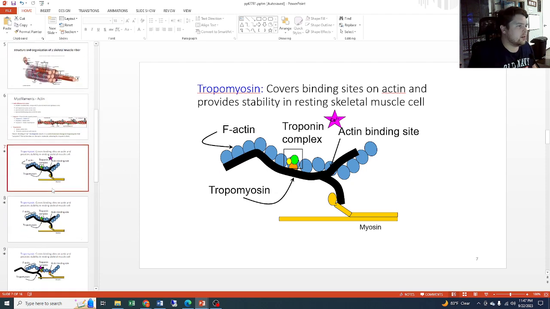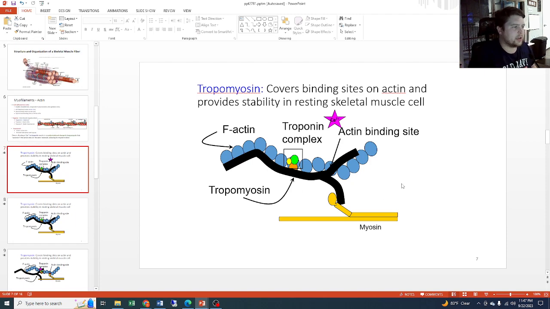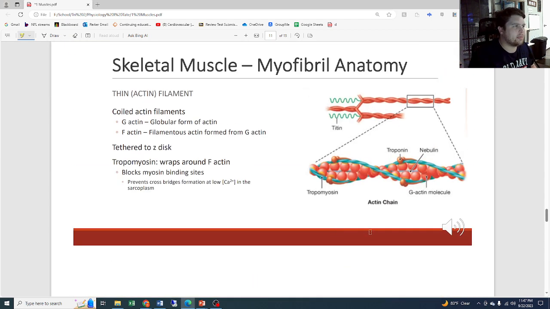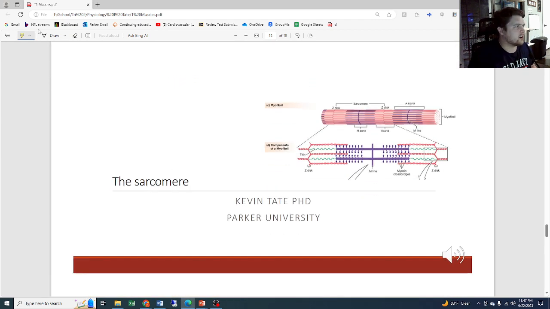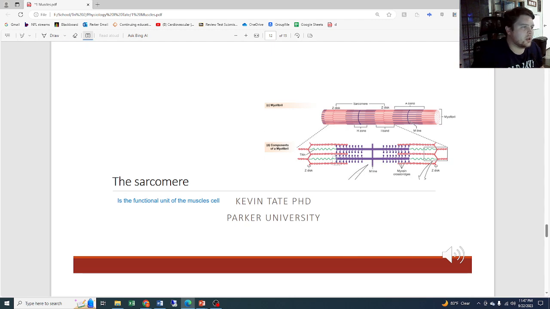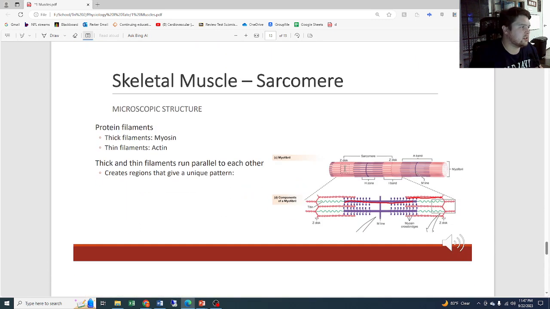Before we talk about exactly what's happening here, we're going to go over the sarcomere itself. Okay. Honestly, we probably should have done the sarcomere first. Big key thing to remember, the sarcomere is the functional unit of the muscle cell. Meaning that without sarcomeres, our muscles would not function. Okay? These are going to be really, really important.